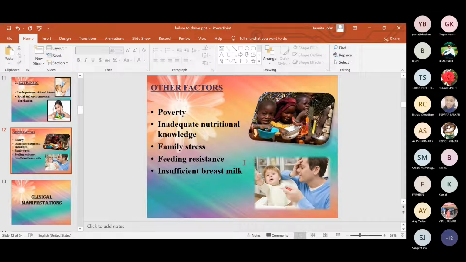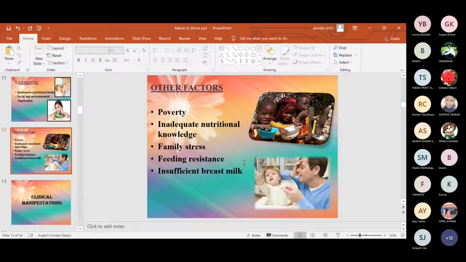So जब ट्यूब दे देंगे तो माउथ से कुछ नहीं, न्यूट्रिएंट दे रहे हैं ना, that is why that is feeding resistance. Next is insufficient breast milk. At times in mothers, some mothers are unable to breastfeed because they don't have much lactation, they don't lactate more. So that is insufficient breast milk.